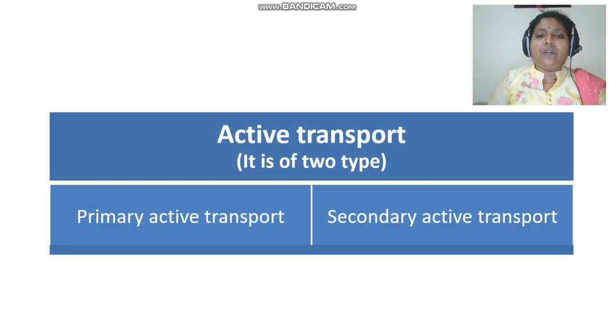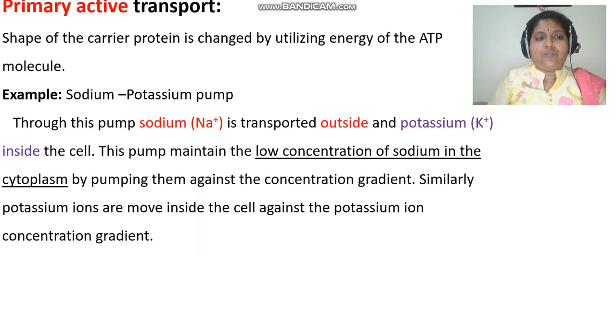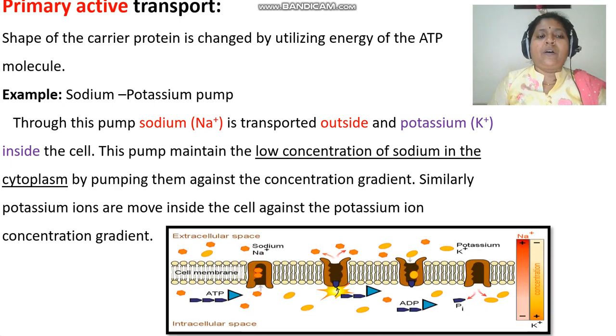Now, this active transport is also of two types: primary active transport and secondary active transport. The first one is primary active transport. Here, it requires the utilization of energy. The shape of the carrier protein is changed by utilizing the energy of the ATP molecule. For example, the sodium potassium pump.